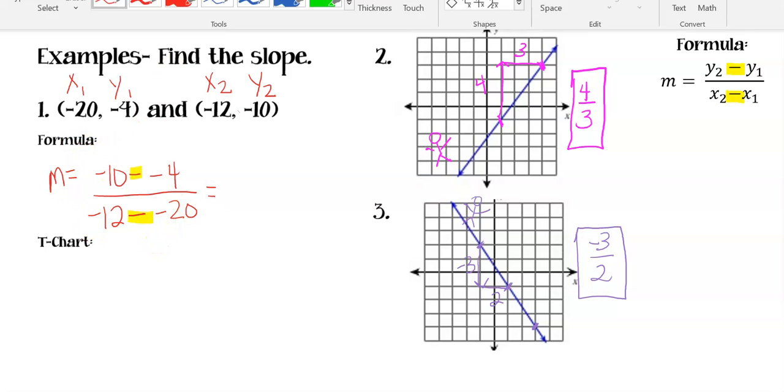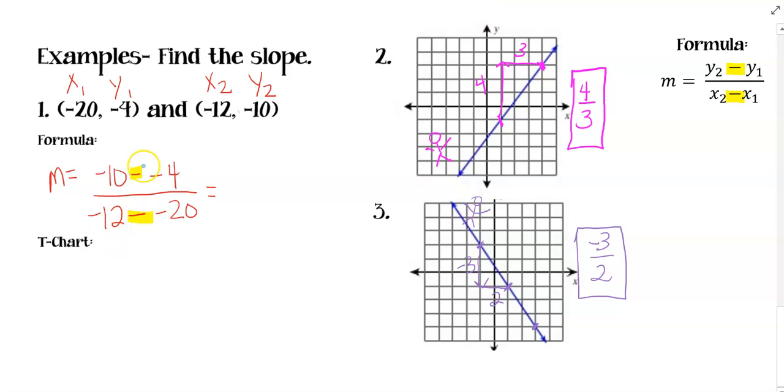So now we're going to go on here and we're going to say, all right, let's go ahead and simplify this. Negative is a positive. Negative 10 plus 4, or the way I prefer to do it is put the positive first and do 4 minus 10 is negative 6. This changes to a positive. Negative 12 plus 20, or 20 minus 12 is 8. And that reduces to negative 3 over 4.